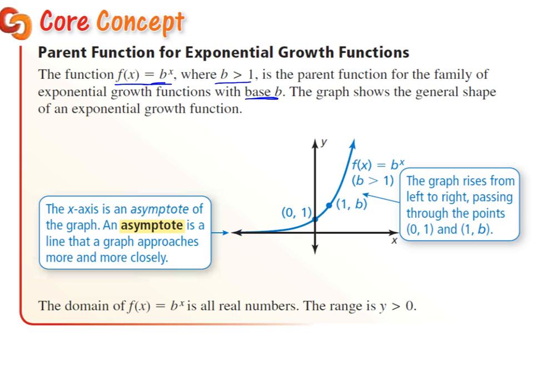So you see it gets smaller and smaller over here to the left, and as we move to the right, it gets larger and larger. There's a couple things you want to look at. The x-axis is an asymptote for the graph. So have you heard the term asymptote before? I think you may have touched on it last year, but you didn't spend a lot of time on it. So an asymptote is a line that the graph approaches more and more closely, but it doesn't actually touch it.